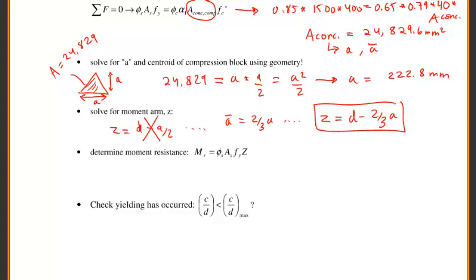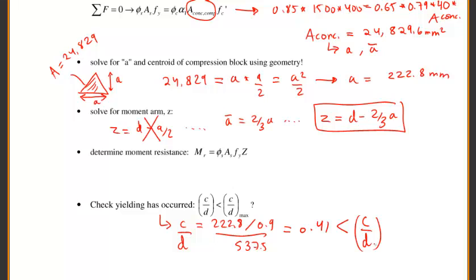So our MR in this case is just equal to this equation. Before I do this, I should check that yielding is occurring. So if we do C, it's just 222.8 divided by 0.9, and then let's divide that by D, which in our case is equal to 537.5. You do the calculation, it's equal to 0.41, and this is smaller than CD max, which is 0.64. So we do have yielding, so we can use this equation over here.